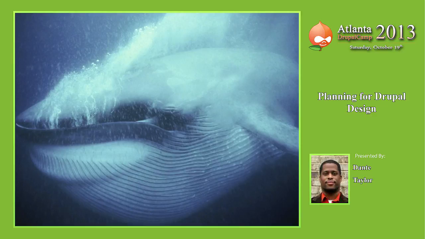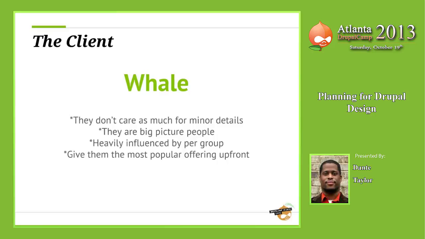The third type is whales. Just like it implies, they see the big picture. They're not really concerned with the minor details. You don't have to get into the fine points; you just give them broad strokes and walk them through. They're heavily influenced by their peer group, meaning they want to compete. They want to have the best of the best, the biggest house or the best car. So you want to give them the most popular offering you have up front, because that's what they tend to base their decisions around.